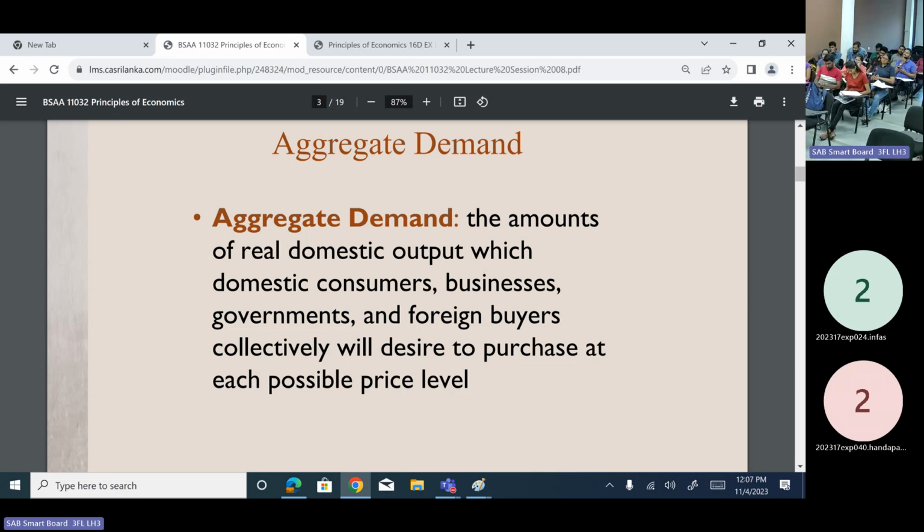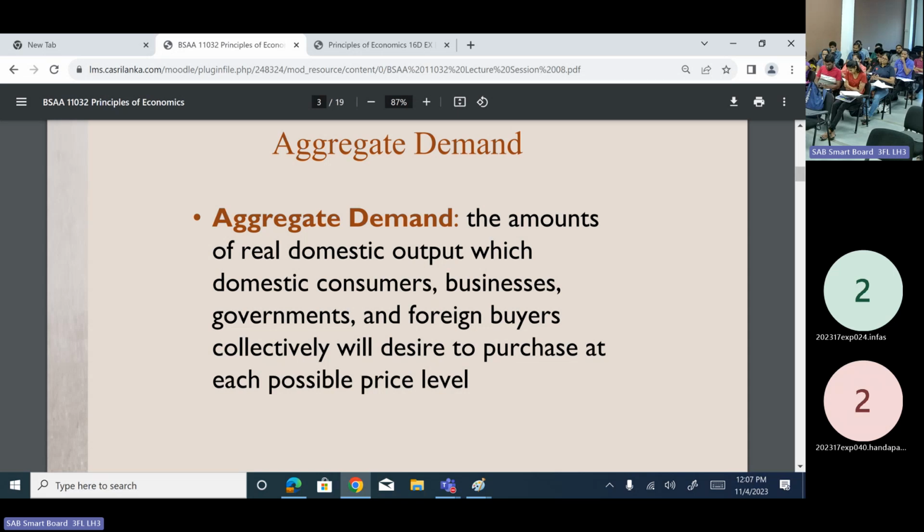What is demand for a product? The ability and willingness for buyers to buy one particular product in one particular market. In macroeconomics, you take the entire country, Sri Lanka. You take all the buyers, which include consumers, businesses, the government, and also foreigners who export the goods and services that we produce in Sri Lanka.